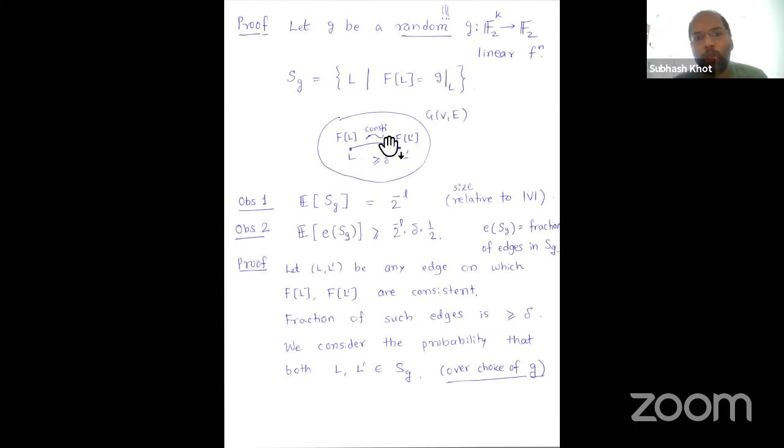So let's focus only on those pairs L, L prime for which the answers f of L and f of L prime are consistent. We are told already that this consistency happens on delta fraction of these pairs. We will show that on these pairs, if L is inside S sub G, it's very likely that L prime is also inside S sub G. Let L, L prime be any such edge on which the two answers are consistent. The fraction of such edges is at least delta, as I said. Now consider the probability that L, L prime both are in S sub G over random choice of G.